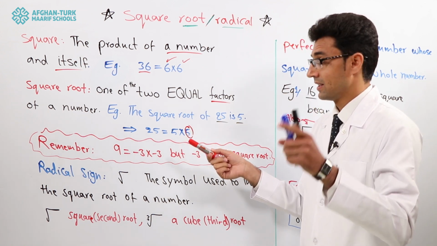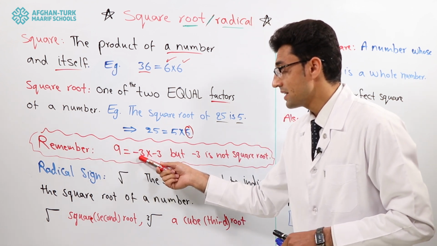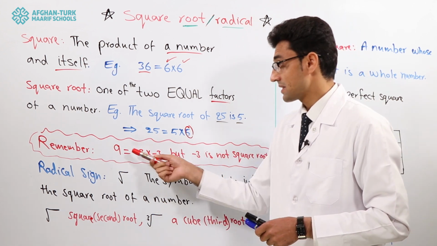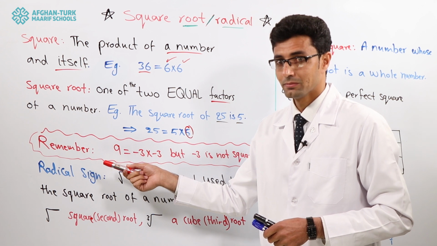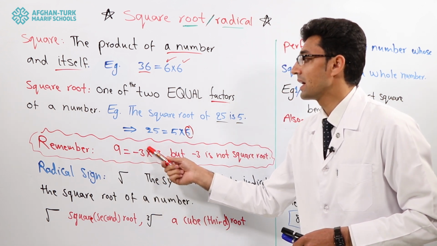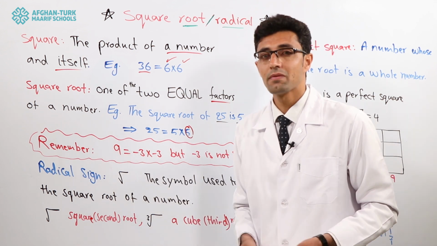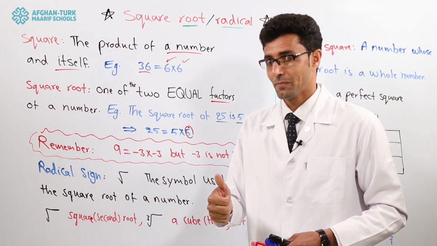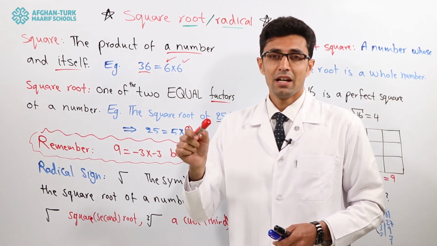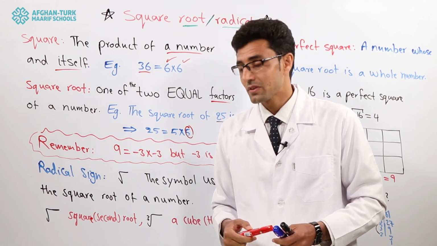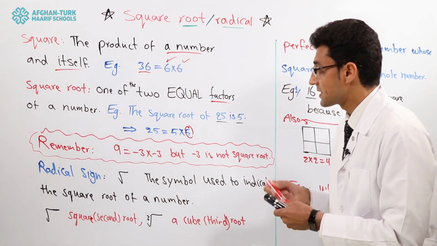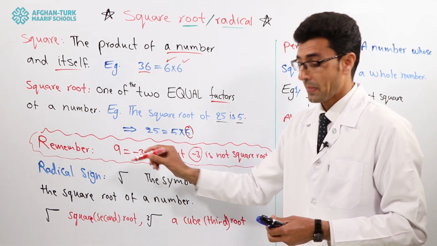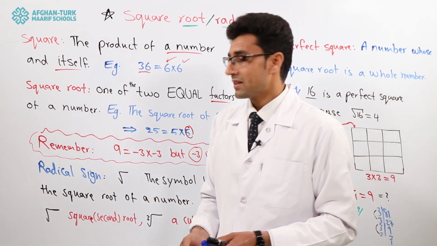But remember, 9 is equal to minus 3 multiplied by minus 3. Is minus 3 a square root of 9? No. Why? Because minus 3 is not a factor of 9. All the factors of 9 are positive. Okay? 1, 3, and 9 are the factors of 9. Remember that minus 3 is not a square root of what? 9.